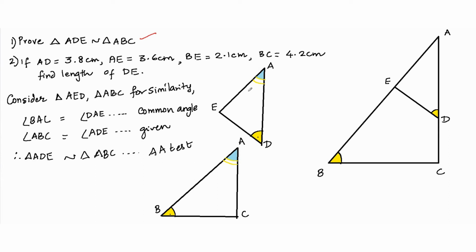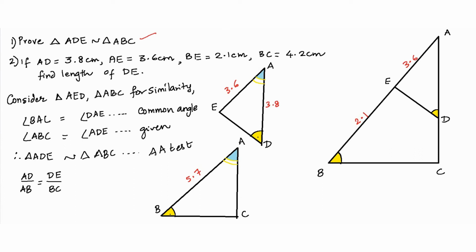So now I am going to mark these lengths in this diagram. AD is 3.8, let us mark it. AE is 3.6, BE is 2.1. That implies the whole of AB is 3.6 plus 2.1, which is basically 5.7. We have to find the length of DE now. Because these two triangles are similar, I can say that AD upon AB is equal to DE upon BC, right?